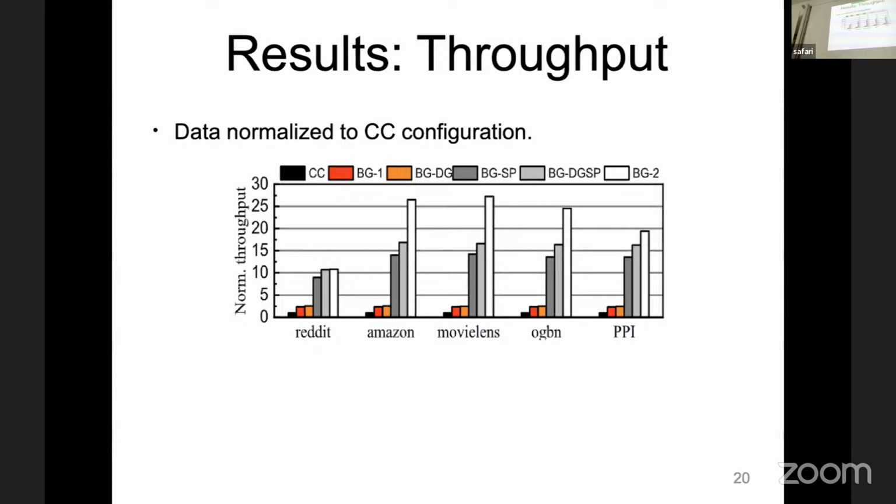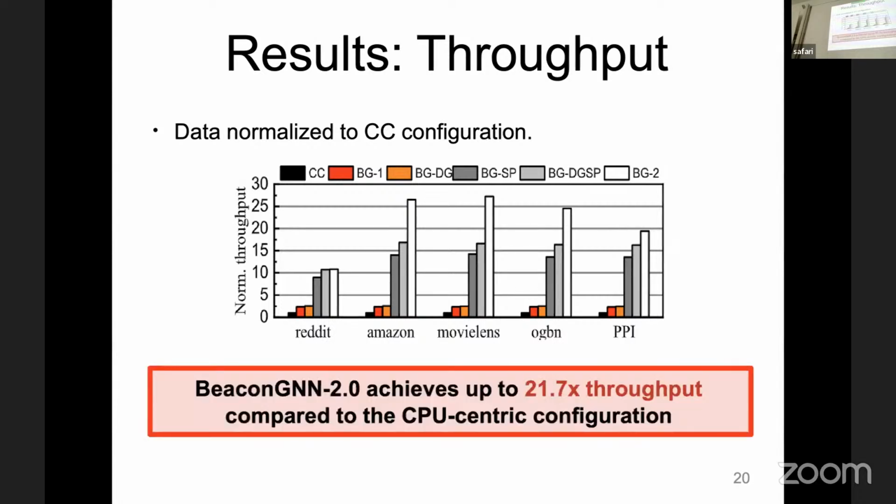For the throughput, you can see that one of the biggest impacts this paper provides is the die-level sampler. Though with BG 2.0, it is not always consistently better than BGSP. They don't give really an explanation why that is the case, but in general, you could say that at best they can get a 21.7x throughput compared to the CPU-centric configuration, and in the worst case, they only have a 10x increase.